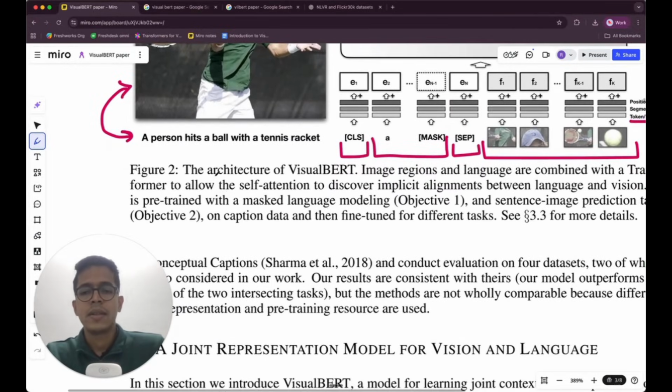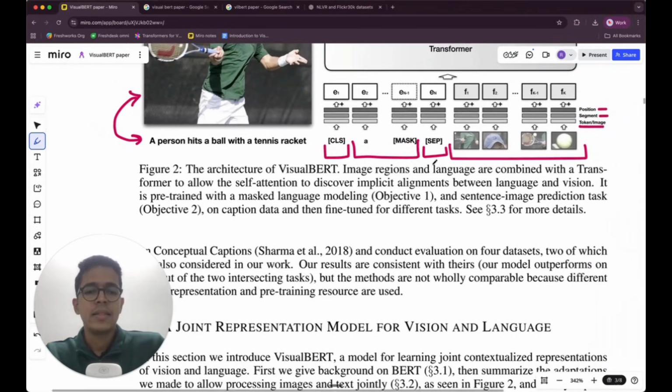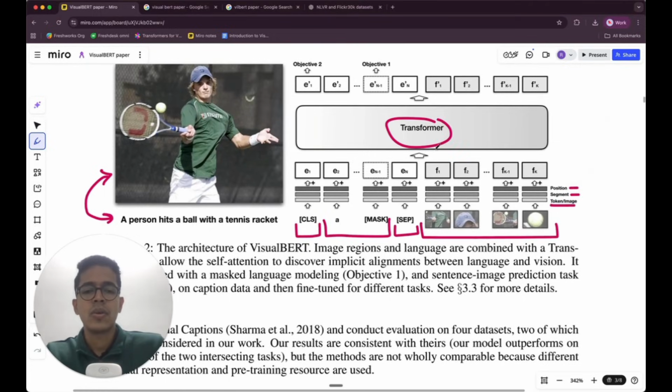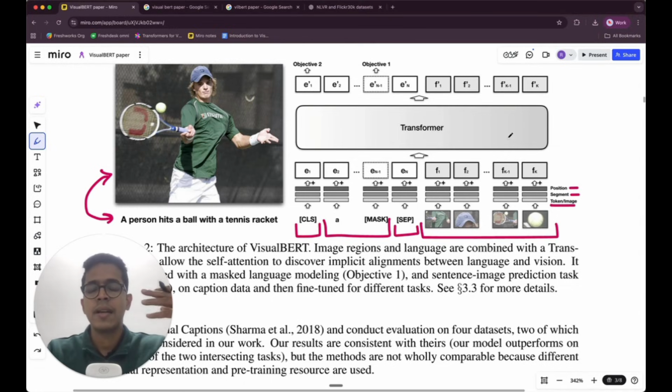So the figure 2 caption is: the architecture of VisualBERT. Image regions and language are combined with a transformer to allow the self-attention to discover implicit alignments between language and vision. So now the transformer can create attention scores between, say, this textual token and this image token. You can have attention between some random text token and random image token. You will have attention between text token and text token because it's self-attention. So whatever tokens are coming, irrespective of whether they came from image or text, you are constructing attention between the different tokens, irrespective of the origin of that token.